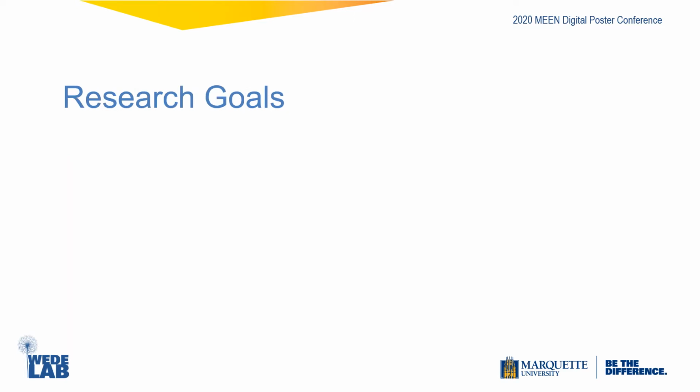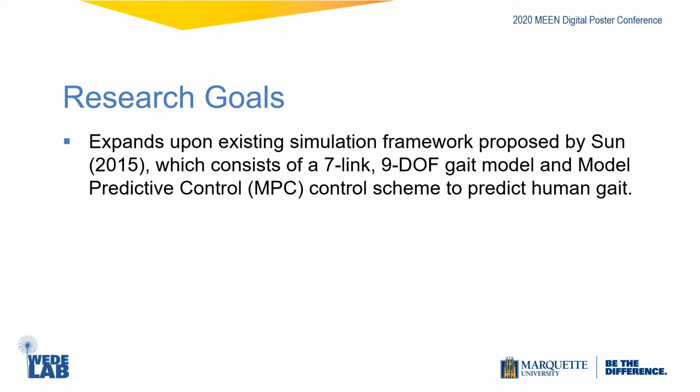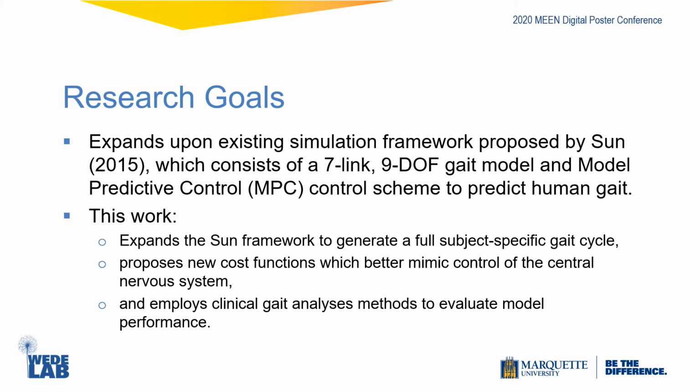Using an existing gait model and control system proposed by Soon, this research improves the performance criteria used within the optimization framework to better model gait generation by the central nervous system. The three aims of this thesis are to expand the Soon model to predict a subject-specific gait cycle, develop cost functions consistent with existing literature to better mimic central nervous system control of the body, and to evaluate controller performance using clinical gait analysis measures in prediction of both normal and abnormal human gait.